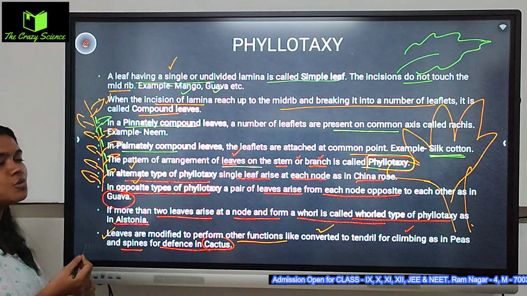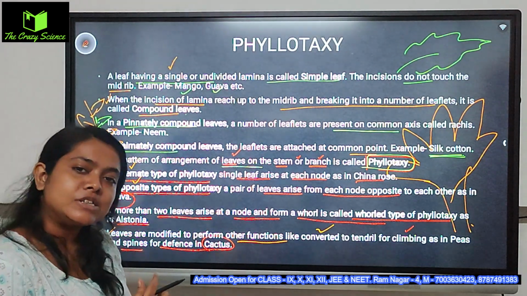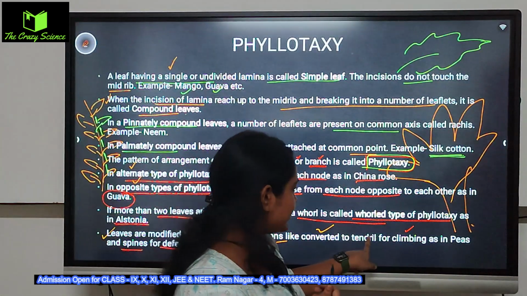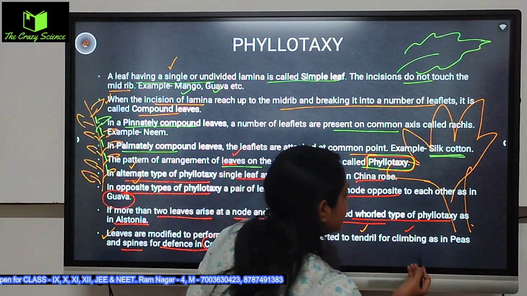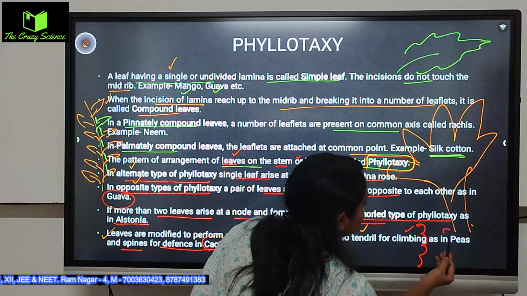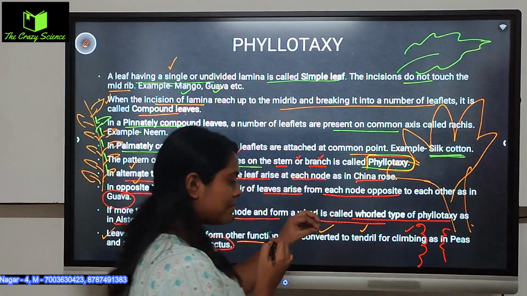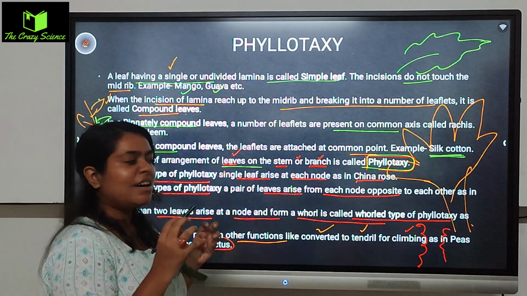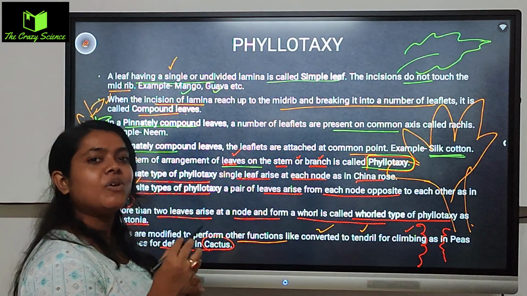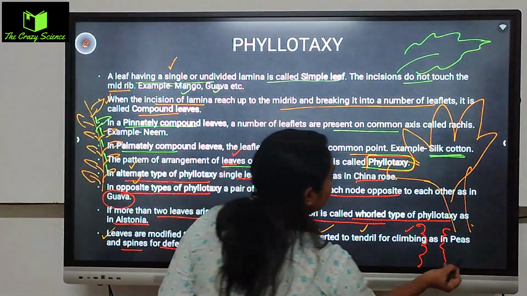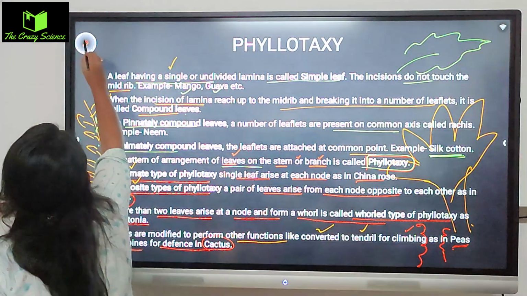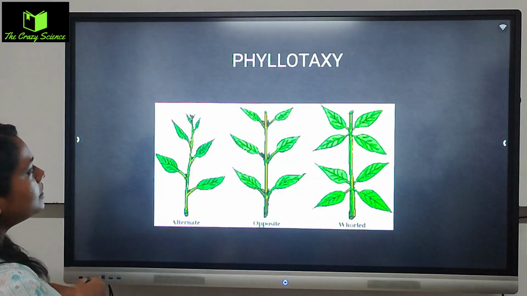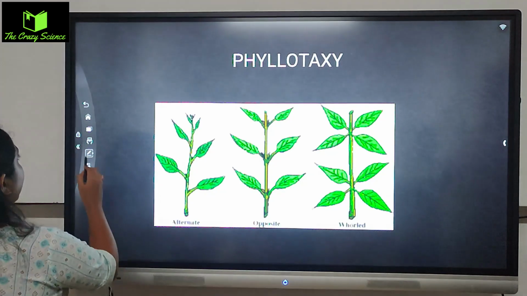Why are there spines in cactus? To protect themselves from grazing. That's why spines are there. And other leaves convert into tendrils. Tendrils means this is how they get converted. And these kinds of leaves, on the stem, are not strong. They are very thin and very weak. They require support. For example, pea. Okay, so this slide is for the proper identification and idea.